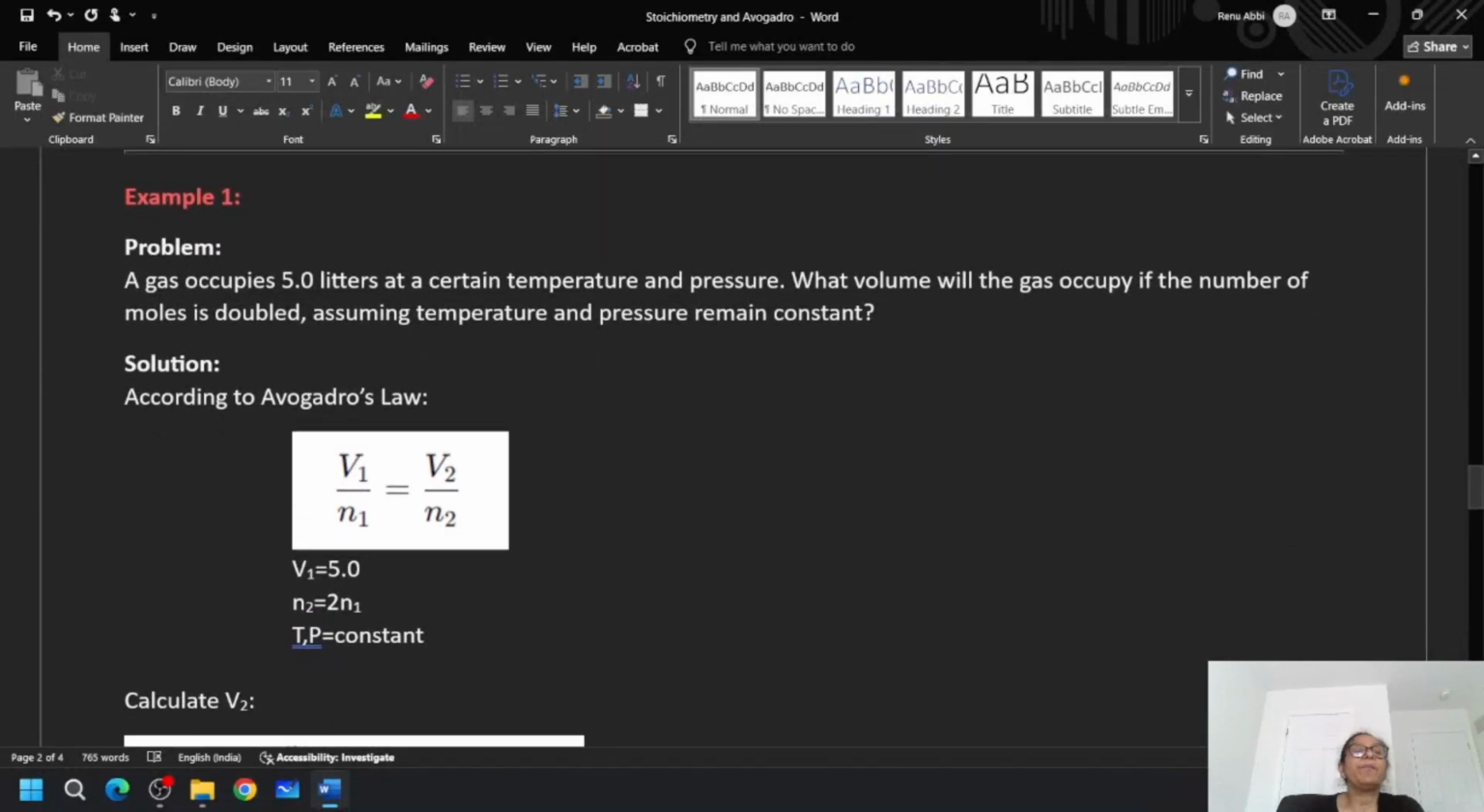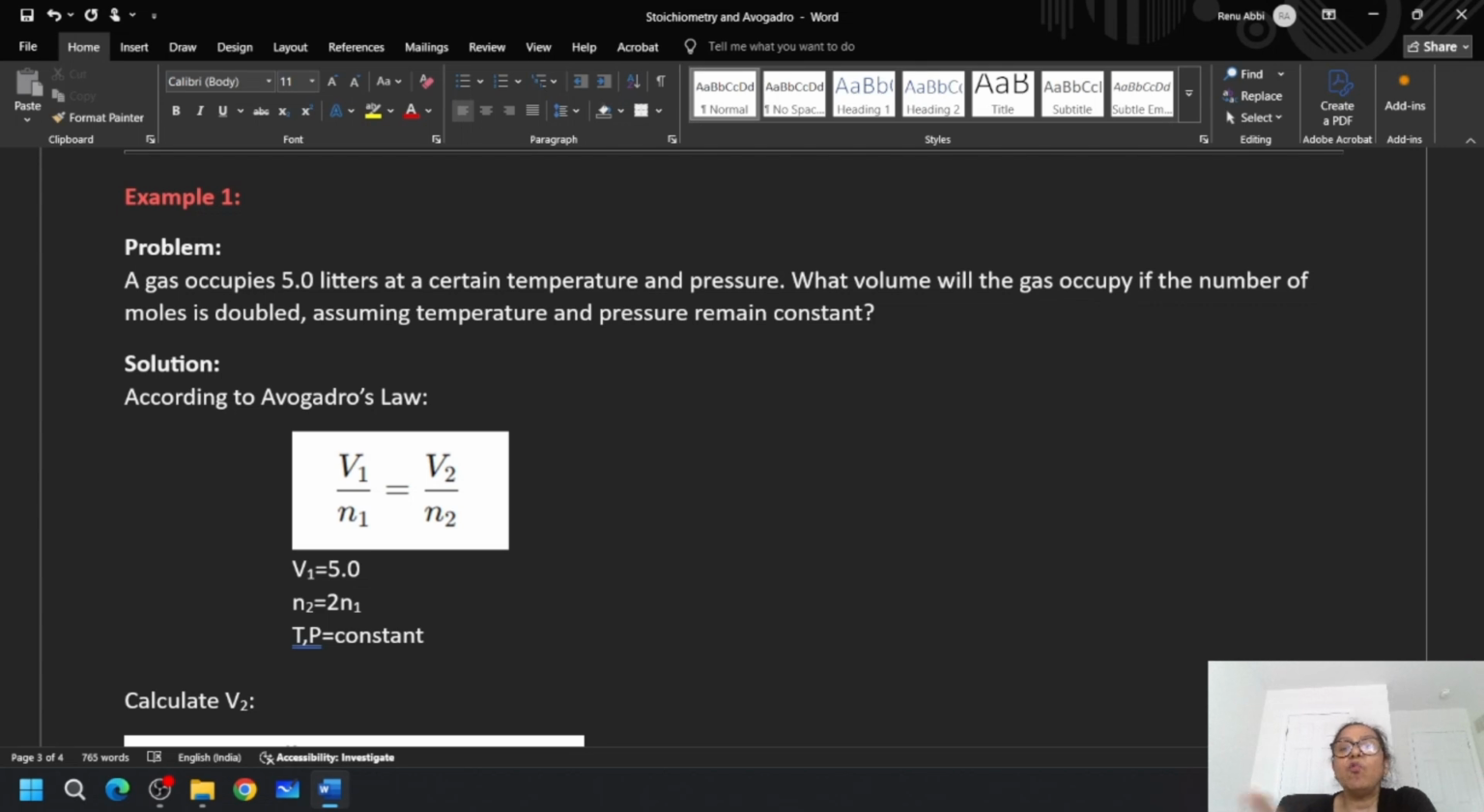First example, example number 1. A gas occupies 5 liters at a certain temperature and pressure. What volume will the gas occupy if the number of moles is doubled, assuming the temperature and pressure remain constant? So what is given here? 5 liters is the volume. And what have they asked? They have asked the volume. What was the formula? V upon n is equal to k, a constant.